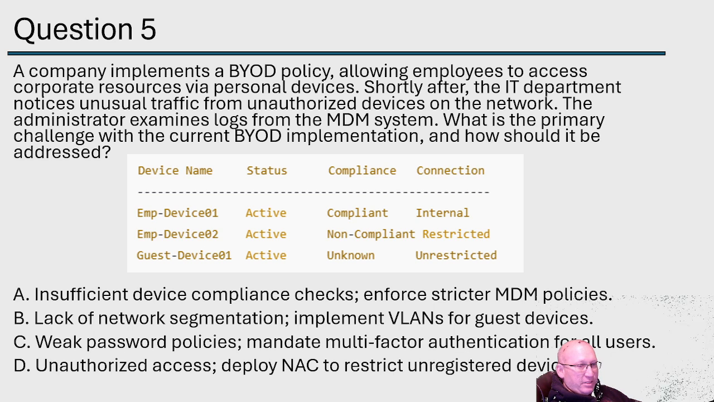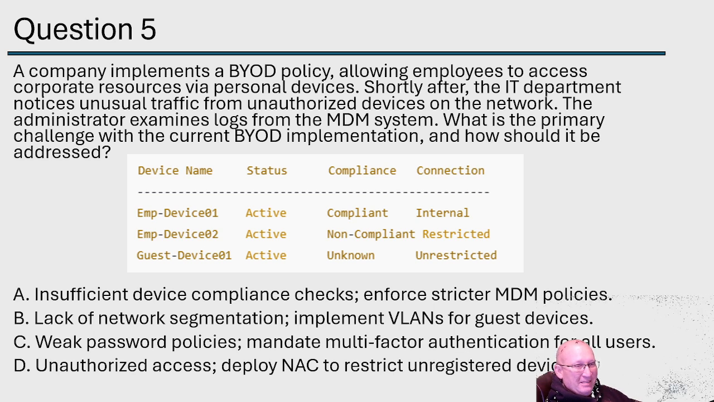B, lack of network segmentation, implement VLANs for guest devices. I mean, that's a possible one. We have a guest device on there. We see that the compliance is unknown. We see that it's an unrestricted connection. Maybe we should segment it out. That's a possible. C, weak password policies, mandate multi-factor authentication for all users.